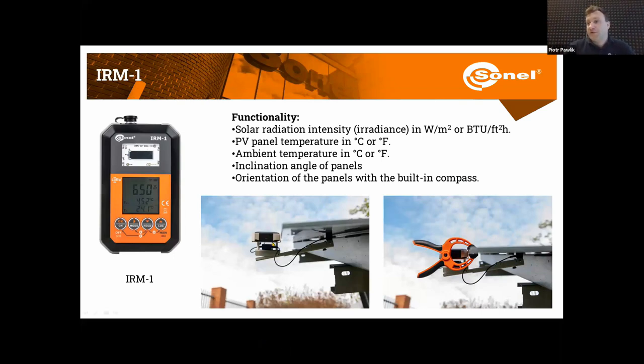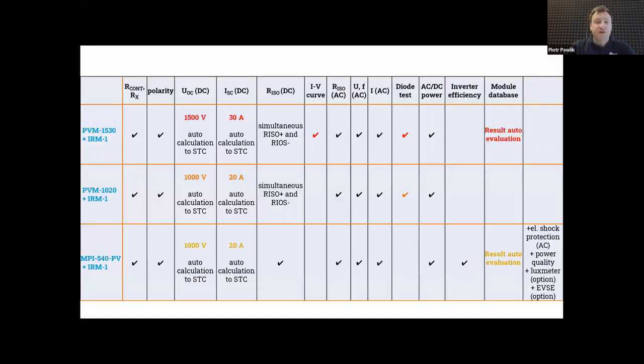And then typically those meters will send the information about the solar intensity and about the temperature to the meters of electrical parameters. And thanks to this, the electrical values like open circuit voltage and short circuit current can be calculated into the STC conditions, the standard test conditions. Okay, so those meters are important.